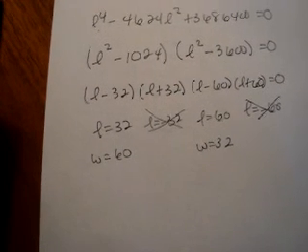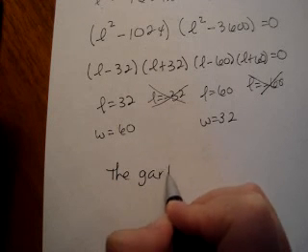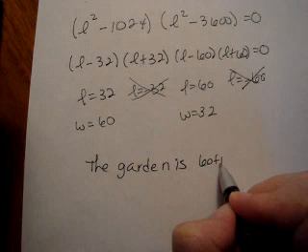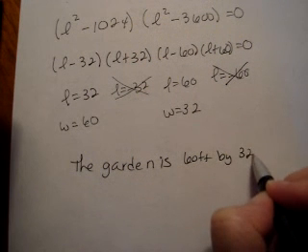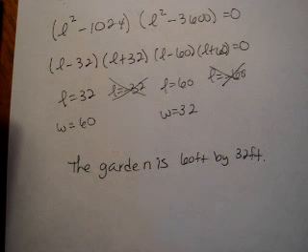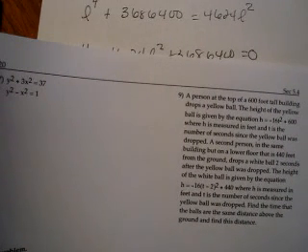So the way I would write the sentence would be, the garden is 60 feet by 32 feet. And not assign a length and width to them, just make it generic. Okay? Alright, now let's look at number 9. Okay, number 9. I'll read it to you.